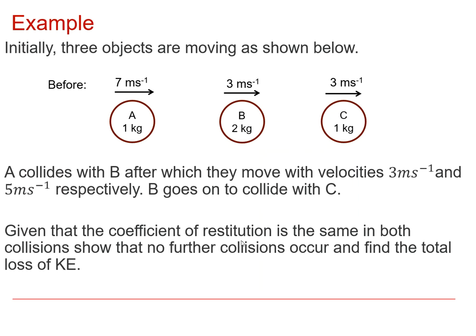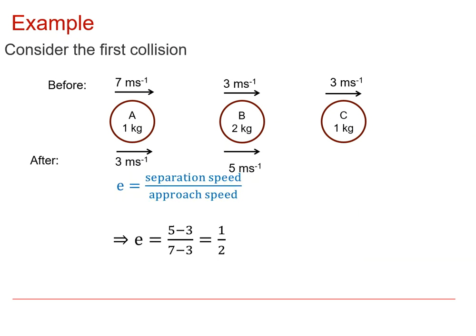We're also given that the coefficient of restitution is the same in both collisions, and we're asked to show then that there'll be no further collisions after B and C collide, and therefore to find the total loss in kinetic energy. So for the first collision, we can see then that the separation speed is 5 minus 3, and the speed of approach is 7 minus 3, and that allows us to work out the coefficient of restitution, which is a half.